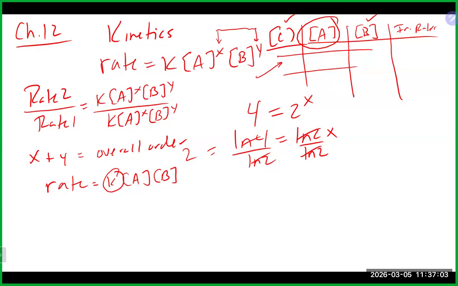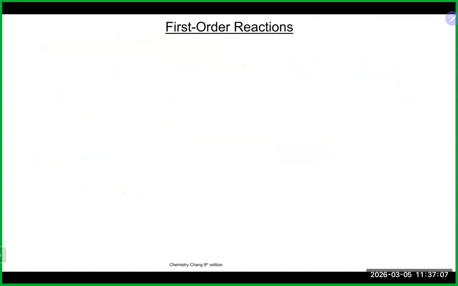Okay. All right. Now, we're going to talk about specific orders of reactions. And there's three very common orders of reactions. So as I just mentioned a second ago, it is possible, for example, you could have a reaction maybe where there are three reactants.